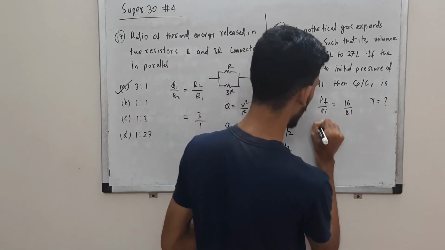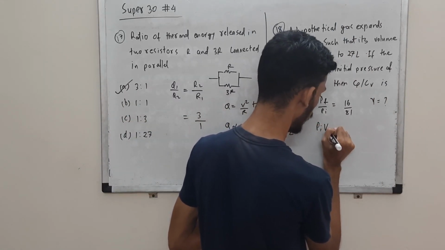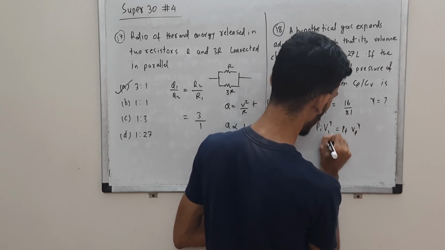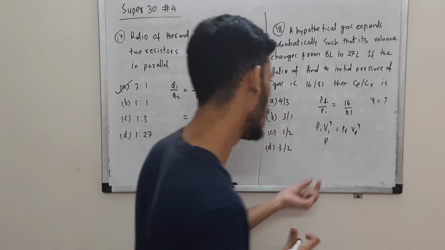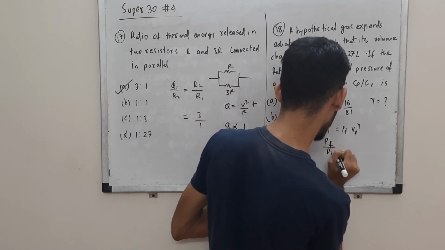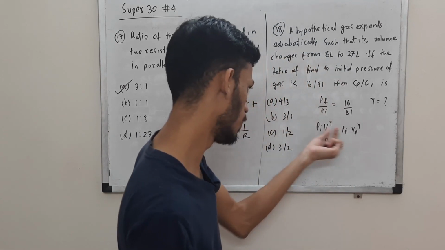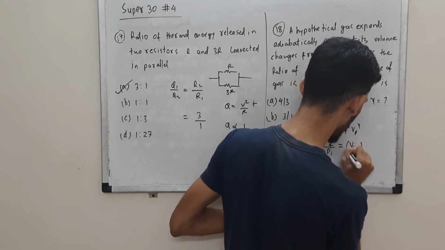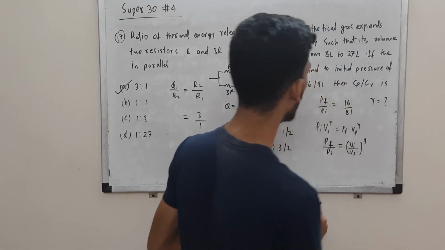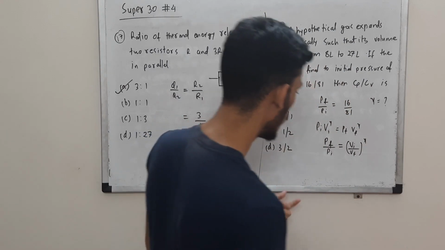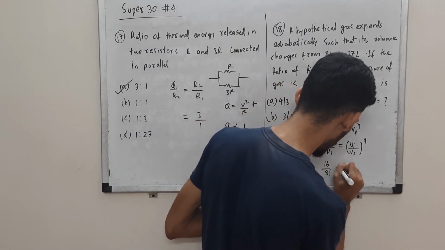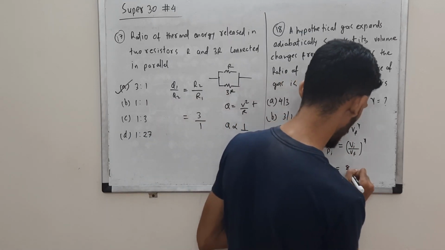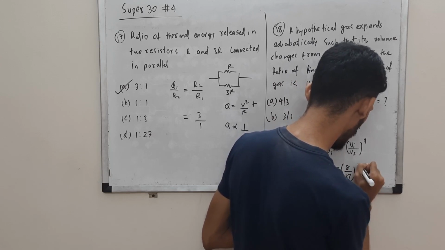So you can use the adiabatic formula. P initial V initial raised to gamma is P final V final raised to gamma. So I can take P final by P initial equal to V initial by V final raised to gamma. P final by P initial is given as 16 by 81, and here V initial by V final is 8 by 27, raised to gamma.